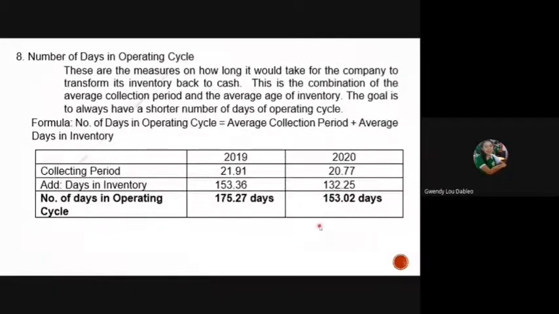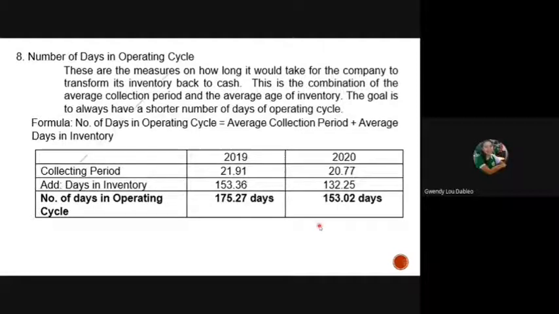Next, number 8. Number of days in operating cycle. Kindly read, David. These are the measures on how long it would take for the company to transform its inventory back to cash. This is the combination of the average collection period and the average age of inventory. The goal is to always have a shorter number of days of operating cycle. Formula: number of days in operating cycle is equal to average collection period plus days in inventory. For 2019, we have 175.27 days. For 2020, our collecting period is 20.77 plus days in inventory, 132.25.